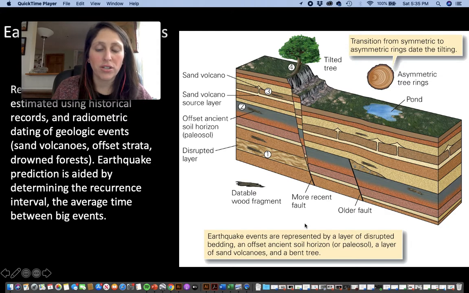So radiometric dating can tell us how old the rocks are, and if you have some faults along those rock layers, you can estimate roughly when these earthquakes happened. A very rough estimate, but it's one of the ways we can figure out when these ancient earthquakes ruptured.